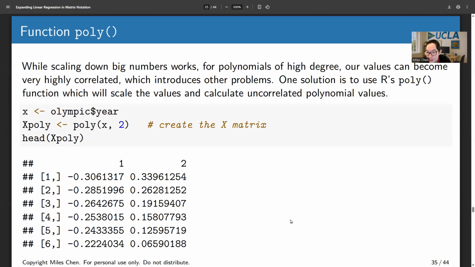Okay, all right, we have a question. It says, would you be checking the same model assumptions for the quadratic model? Yeah, so okay.